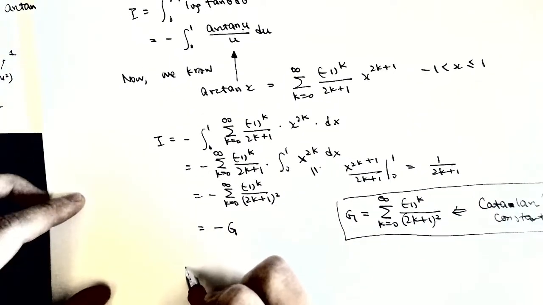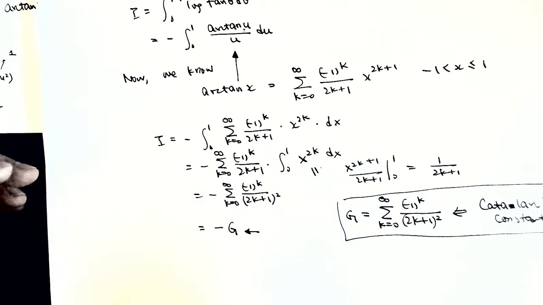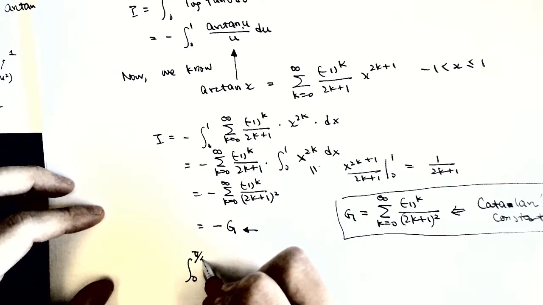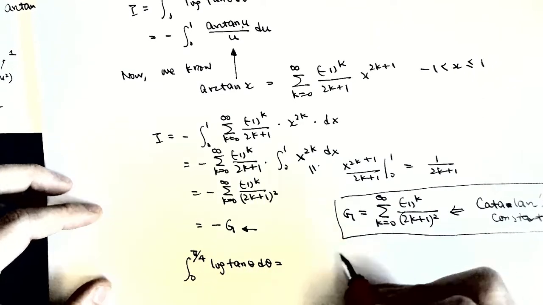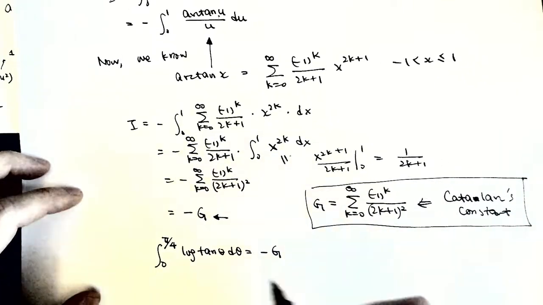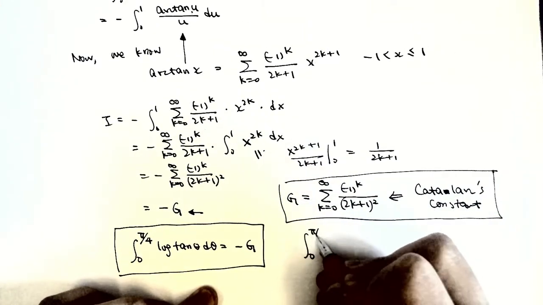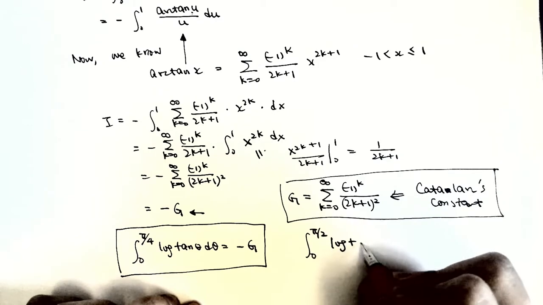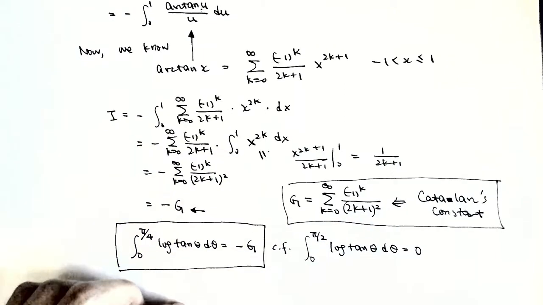In that case, we conclude that this constant is very beautiful. It appears in various integrals, and we will see this in future videos. So what we have today is that the integral from 0 to pi over 4 of log of tangent theta d theta is equal to this very beautiful mathematical constant, big G. And interestingly, previously, when the interval was pi over 2 instead of pi over 4, the same integrand gave 0. Compare that with this.